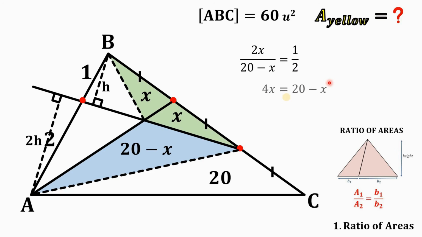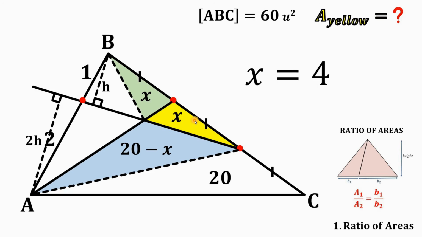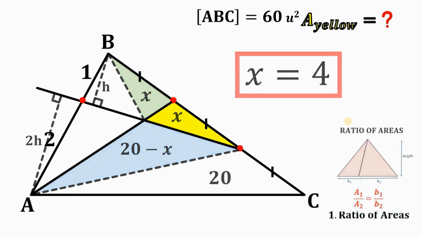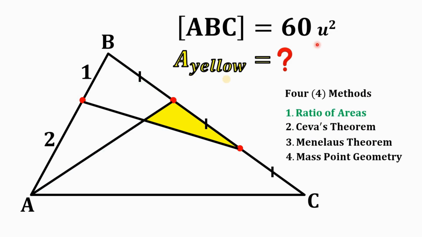Cross multiply, this will give us 4x equals 20 minus x. Add x on both sides, we have 5x equals 20. Divide both sides by 5, we get that x equals 4. And that is the area of this yellow triangle. And that is the answer to this question using ratio of areas. So using the first method, we get that the area of this yellow triangle simply equal to 4 square units.